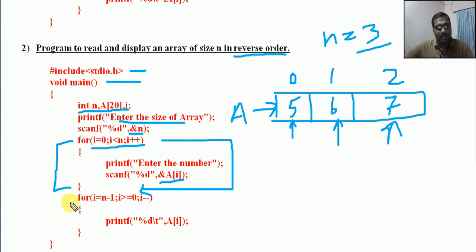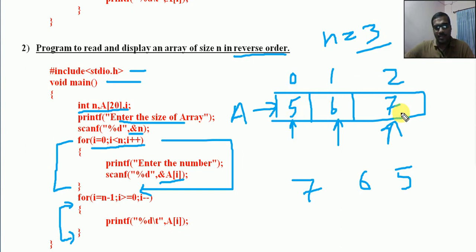Now look at this for loop. This is the loop where we want to reverse the elements. Now just look at this array. Reverse means I need to display the values like 7, 6 and 5. Okay, so just look how it is possible. So initially for printing from 0 to 2 we are printing 5, 6, 7.